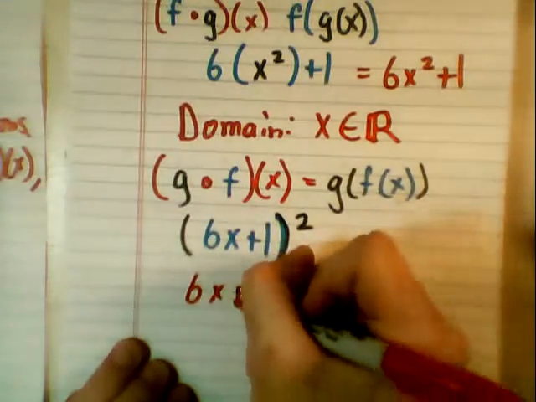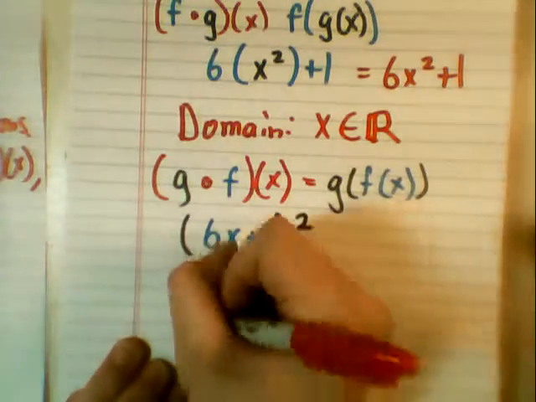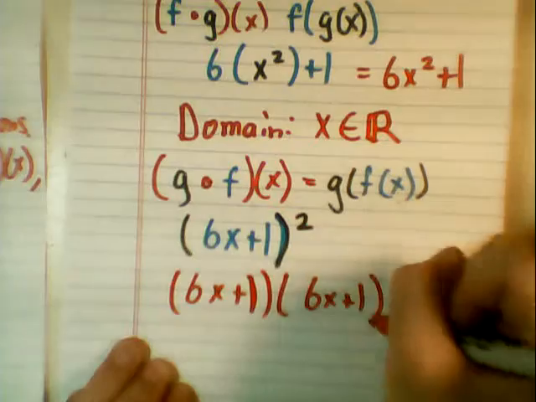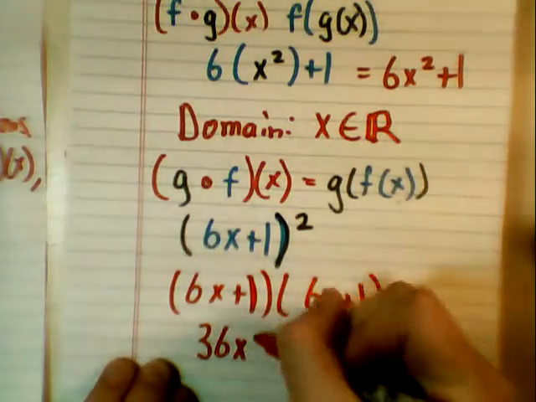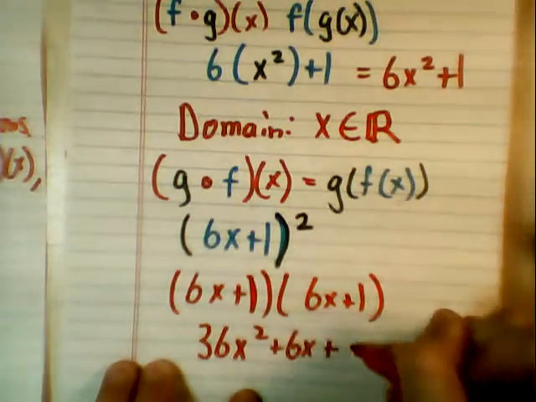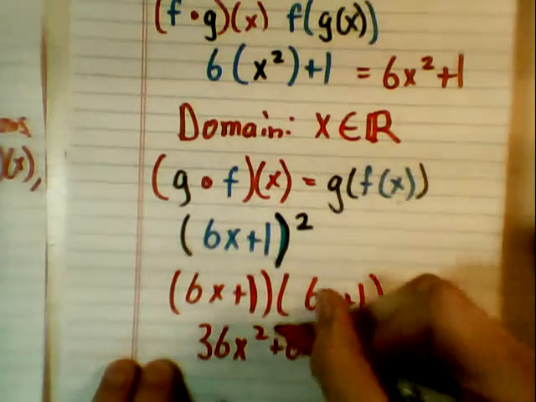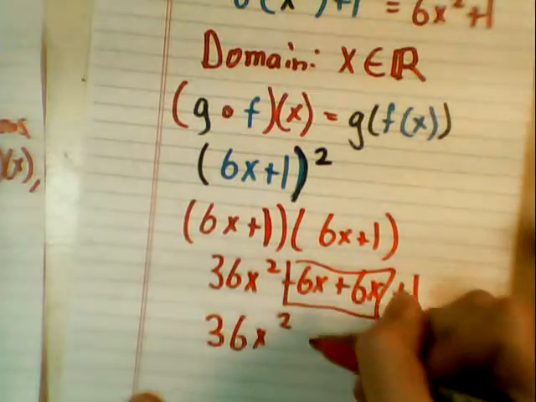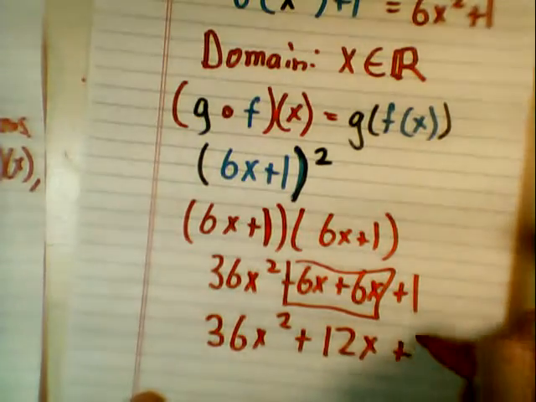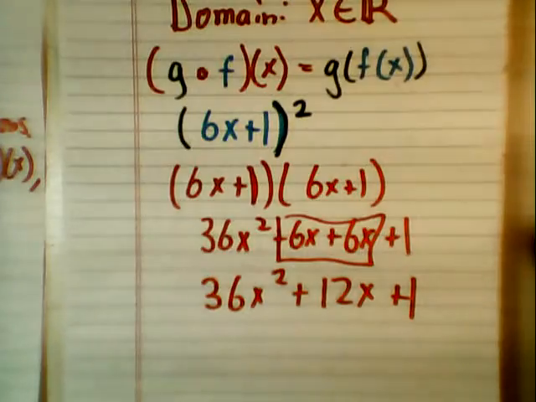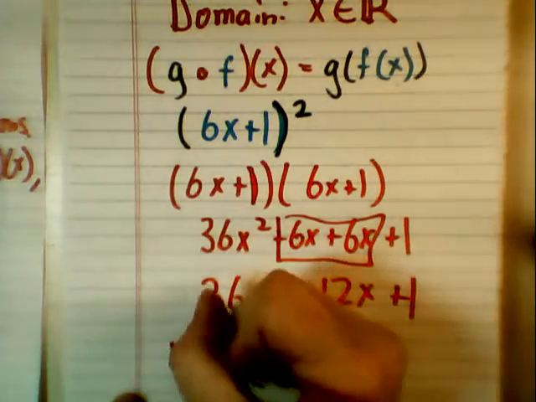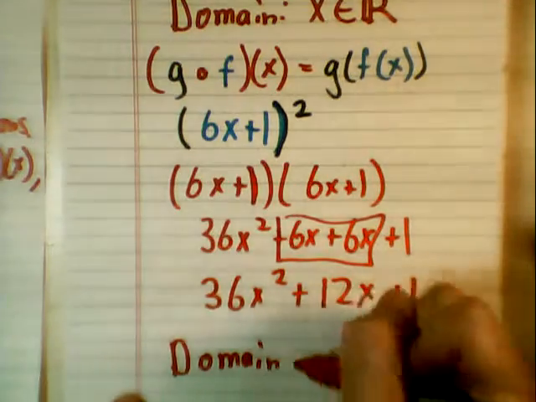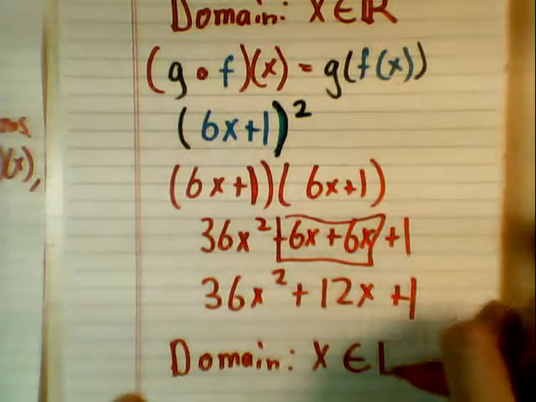So we have 6x plus 1 times 6x plus 1. So we FOIL it and we get 36x squared plus 6x plus 6x plus 1. Combine the middle and you get 36x squared plus 12x plus 1. Now since that's not a rational, it doesn't have any restrictions, and the domain is all real numbers, or the way I put it, x is an element of the reals.